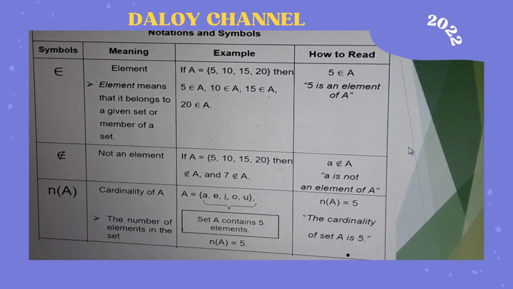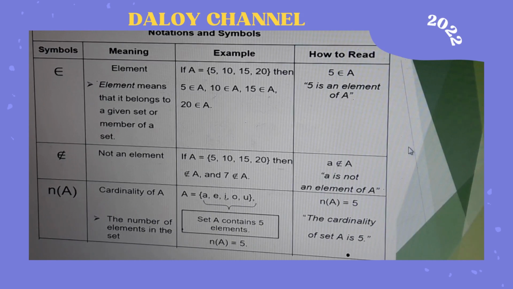Okay, we'll continue. We are now on the notations and symbols. If you see the symbol ∈, that means it is an element, which means it belongs to the given set or is a member of a set. For example, if set A is composed of 5, 10, 15, 20, then 5 is an element of A, and 10, 15, and 20 as well. That is how we portray the idea of the element symbol. Now, how do we read that? For example, 5 ∈ A is read as 5 is an element of A.